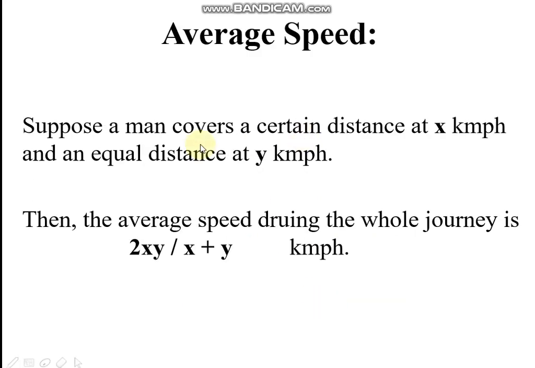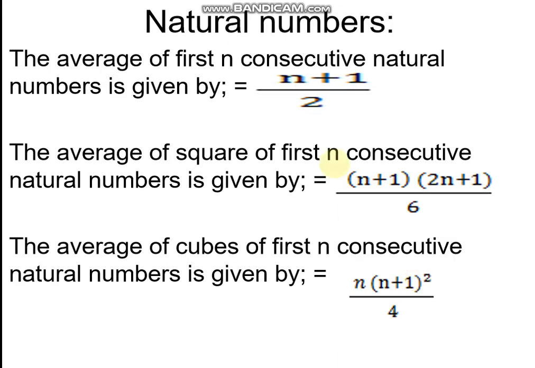Suppose we need to find the average speed now. Suppose a man covers a certain distance at x km per hour and an equal distance at y km per hour, then the average speed during the whole journey is 2xy divided by (x + y) km per hour.